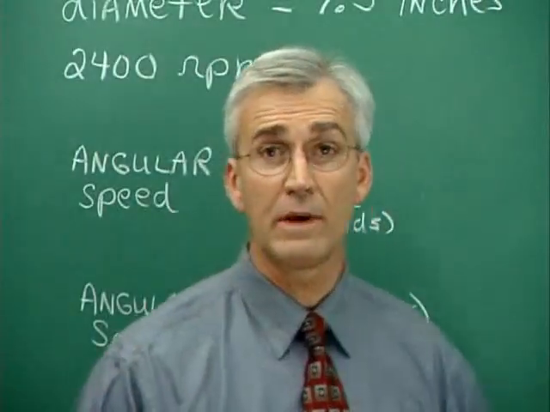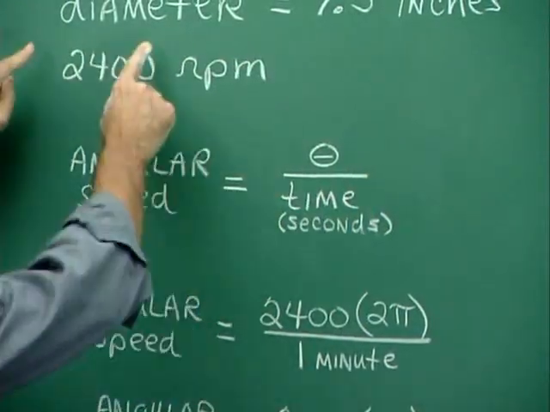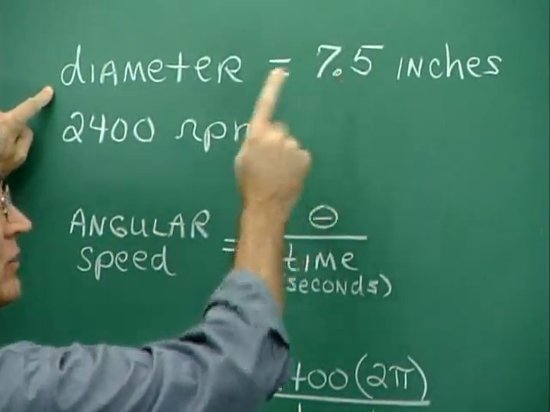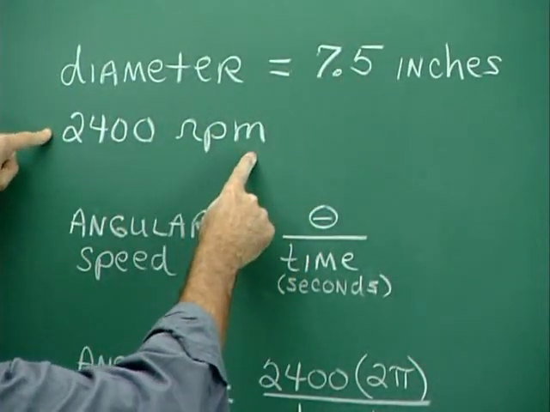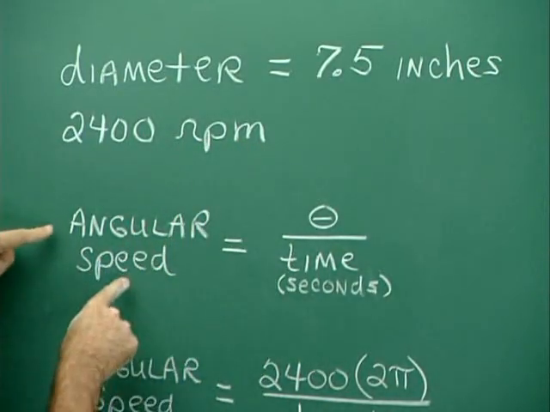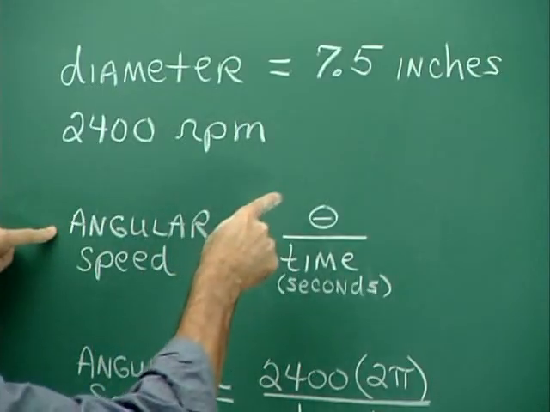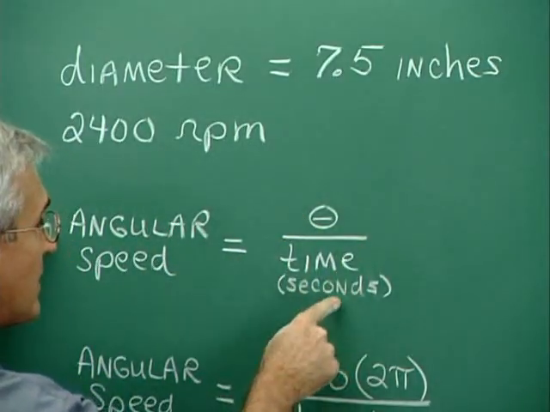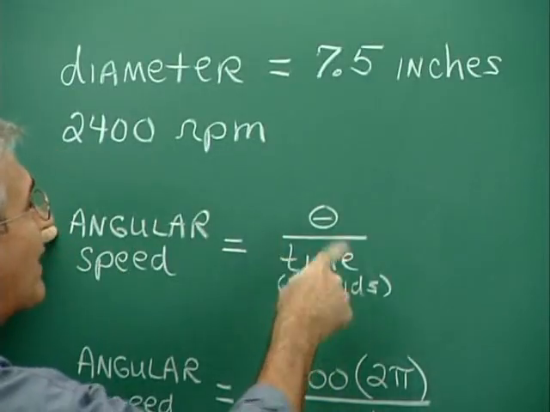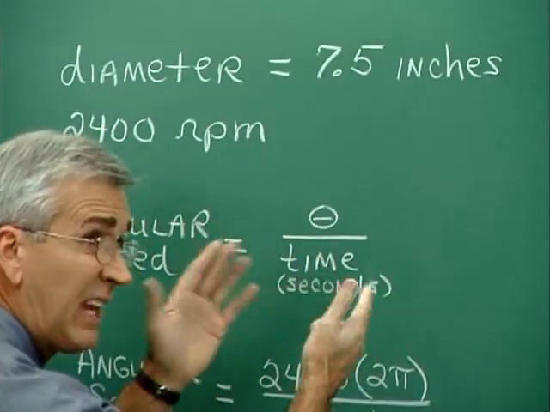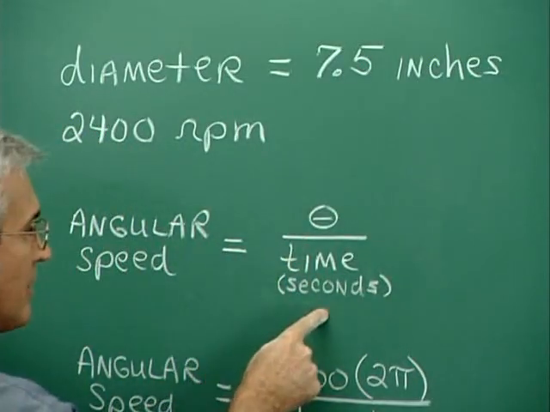The important information in the problem is that we have a diameter of this blade of 7.5 inches and it's turning at 2,400 RPMs, that's revolutions per minute. If we're going to calculate angular speed, we need the size of the angle and some unit of time. Now we'd like this unit of time to be seconds because we want our unit to be in radians per second. I think it was the request, so we want the time in seconds.